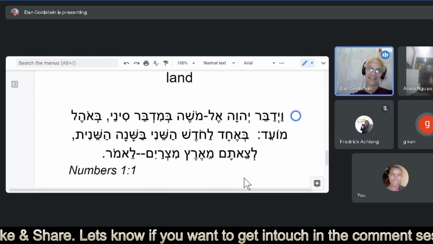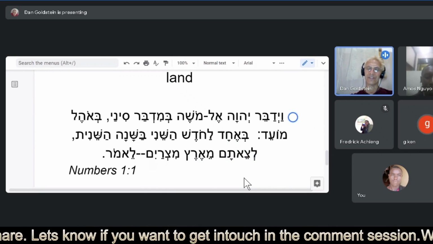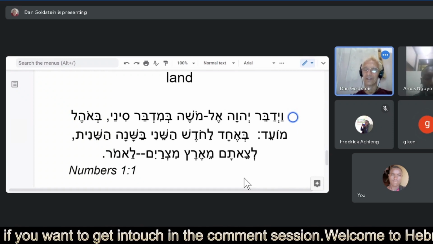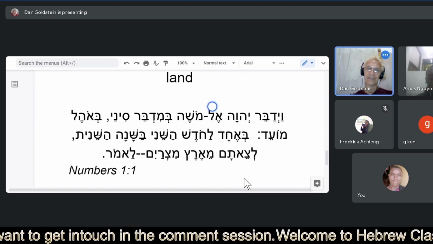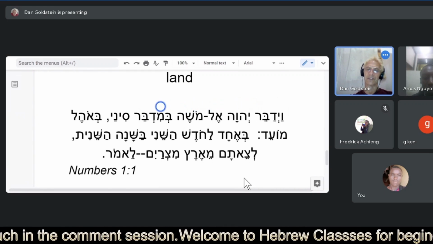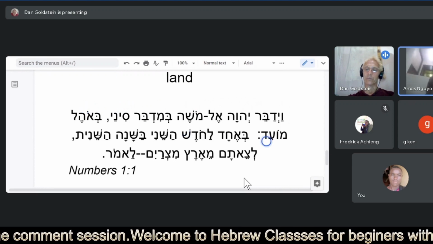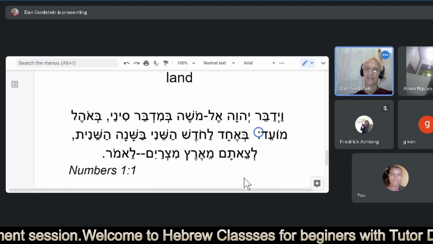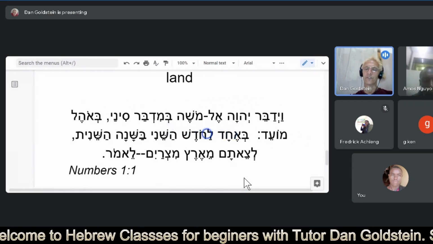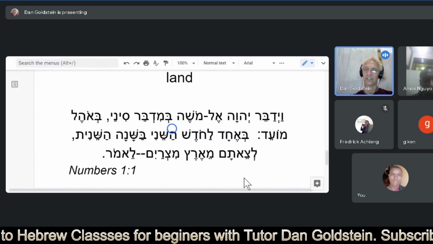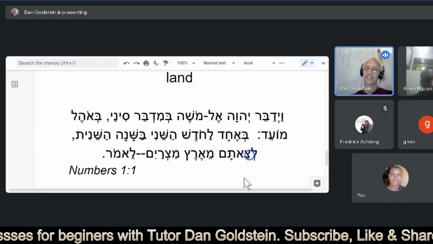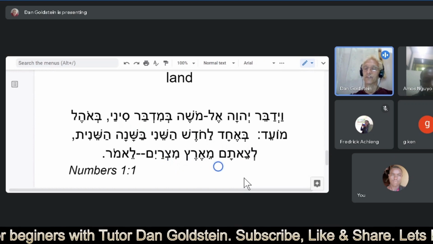Let's read in a relaxed way to hear the flow of the verse, and then we can bless each other and close. Vayidaber Hashem el Moshe b'midbar Sinai, and God spoke to Moses in the wilderness of Sinai, ba'ohel moed, in the tent of meeting. Be'achad lachodesh hasheni, on the first day of the second month, bashana hashenit, in the second year, litzet tam me'eretz Mitzrayim, of the Jews' departure from Egypt.